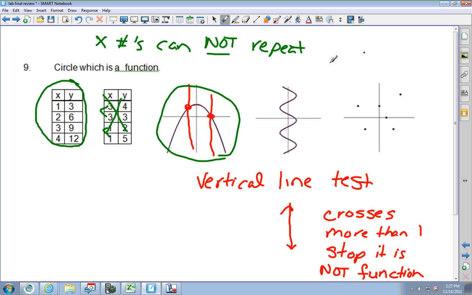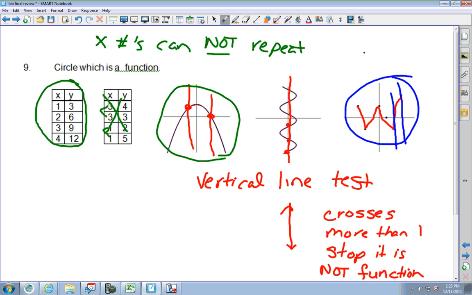What about this one here? If I draw a vertical line, does it touch in just one spot? No, it touches in lots of spots. This is not a function. Well, what about this one? If I drew my line to connect these dots, they don't make a vertical line anywhere. So if I drew a vertical line, it's not going to go through more than one dot. So yes, this is a function.